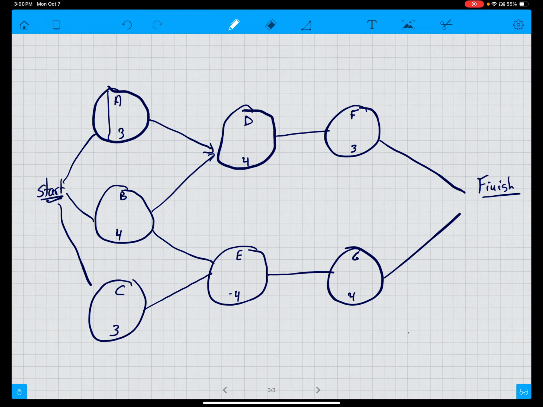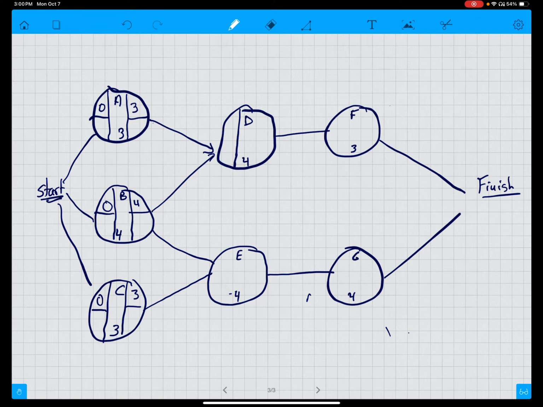So now we're going to do the paths from left to right. So anything that comes out of the start node starts at 0 and that one goes to 3. This one starts at 0. Earliest finish is then 4. The earliest start for C is 0. The earliest finish is 3. 0 plus 3 is 3.